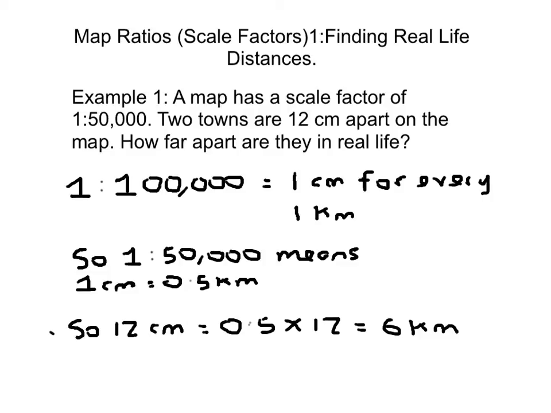So, if 1 to 100,000 means 1 centimeter for every single kilometer, 1 to 50,000 means 1 centimeter for each half a kilometer, 1 centimeter for 0.5 of a kilometer. So, what that means is, if you've got two towns that are 12 centimeters apart on a map, we just need to multiply 0.5 by 12, and we get the real life distance, which is 6 kilometers.